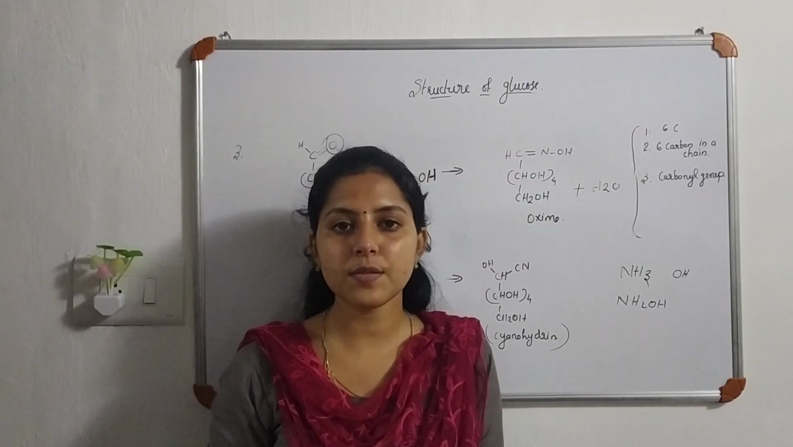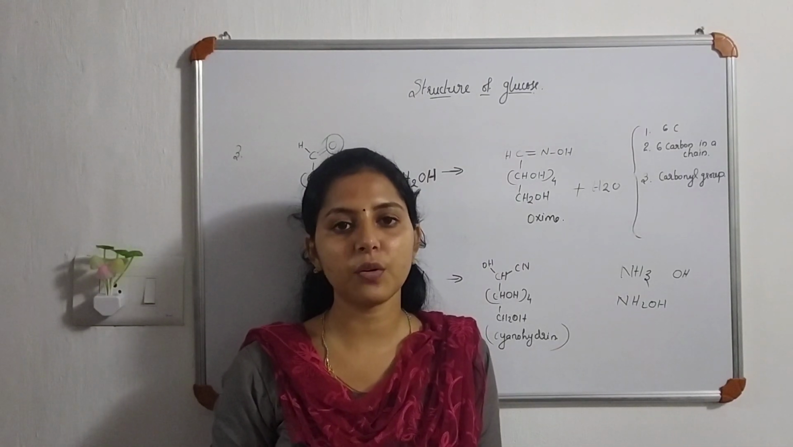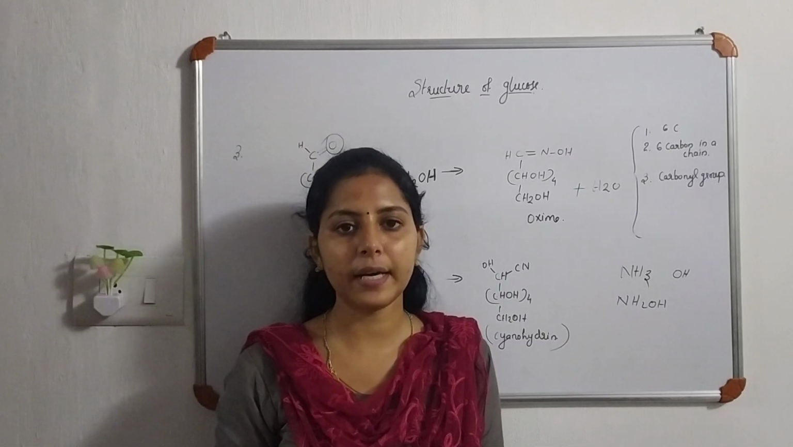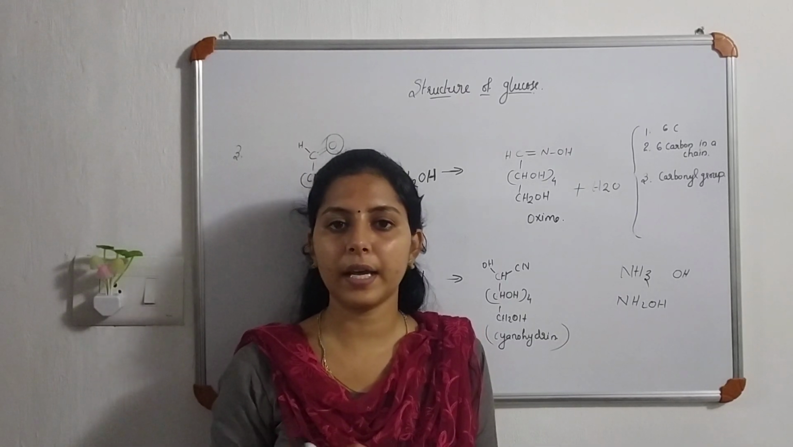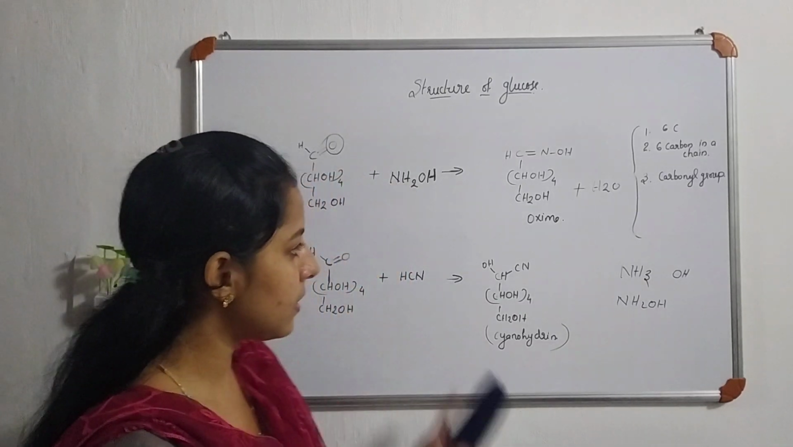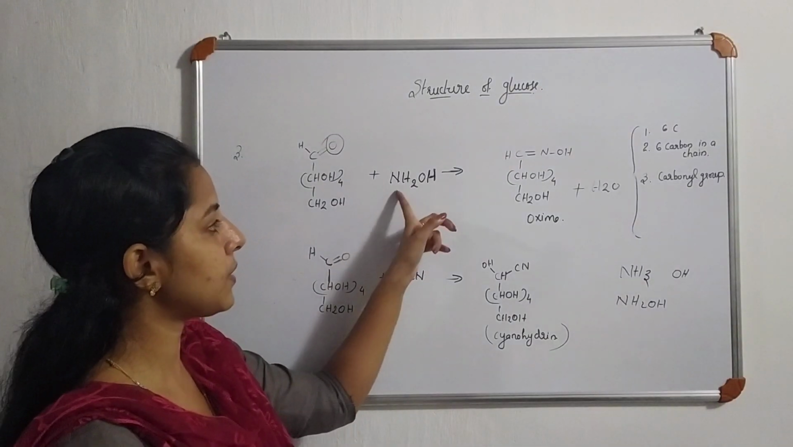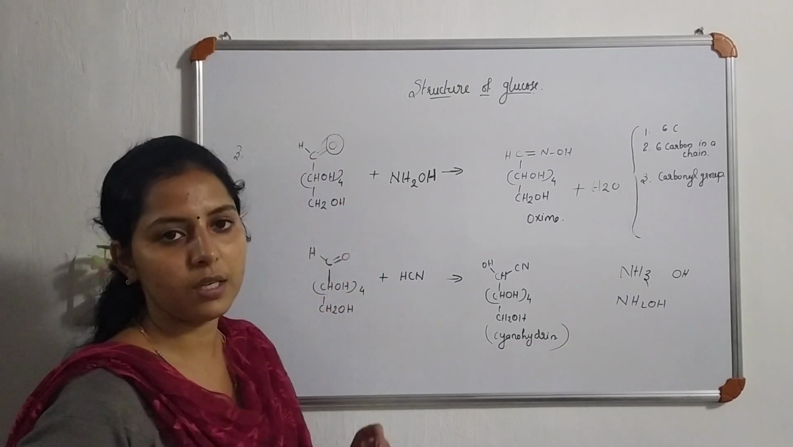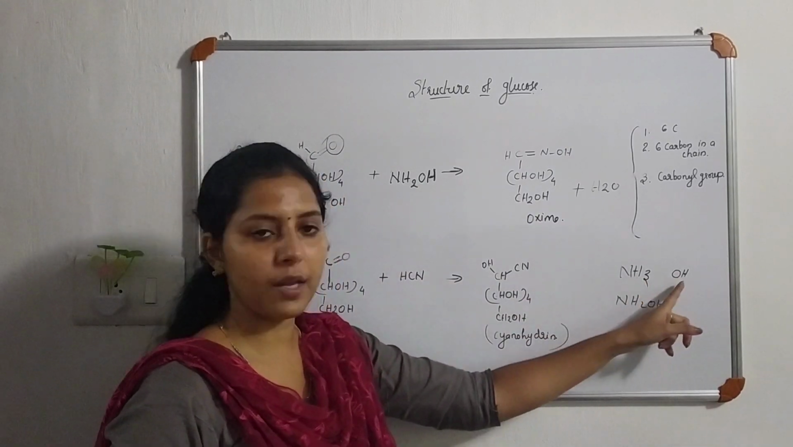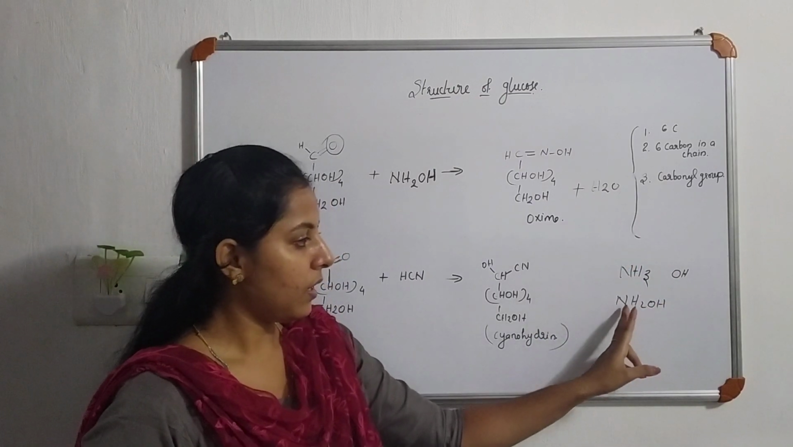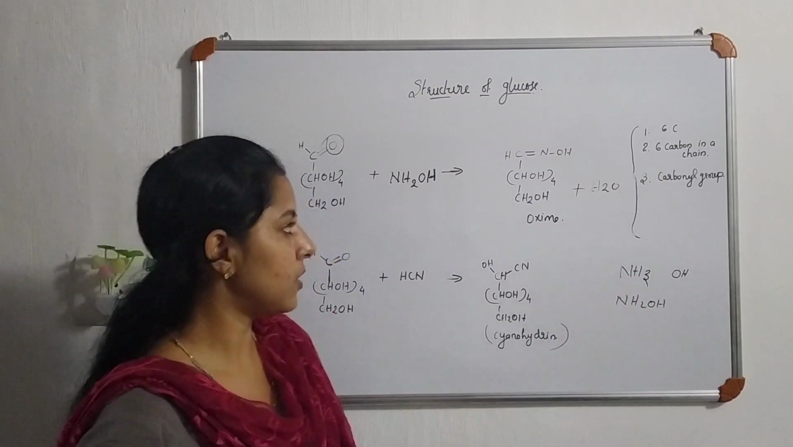Next, the scientists wanted to know whether there is a carbonyl group in glucose. For that, they carried out certain reactions which give results only for aldehydes or ketones. These are the two reactions. First one, the reaction of hydroxylamine with glucose. Hydroxylamine means replacing one of the hydrogens by an OH group in ammonia. Then we get hydroxylamine, NH2OH.